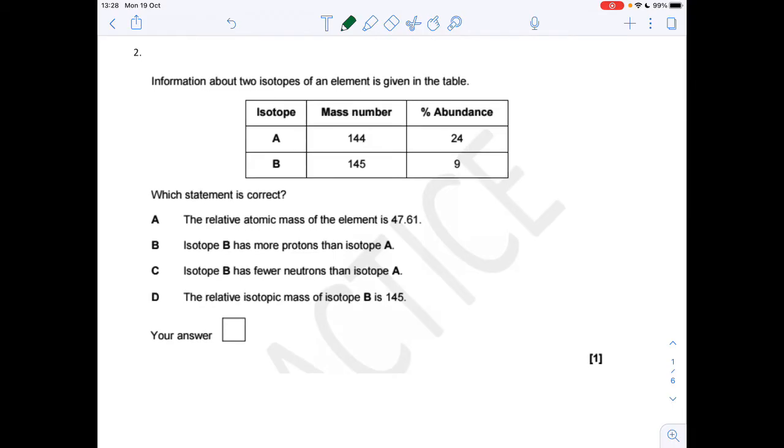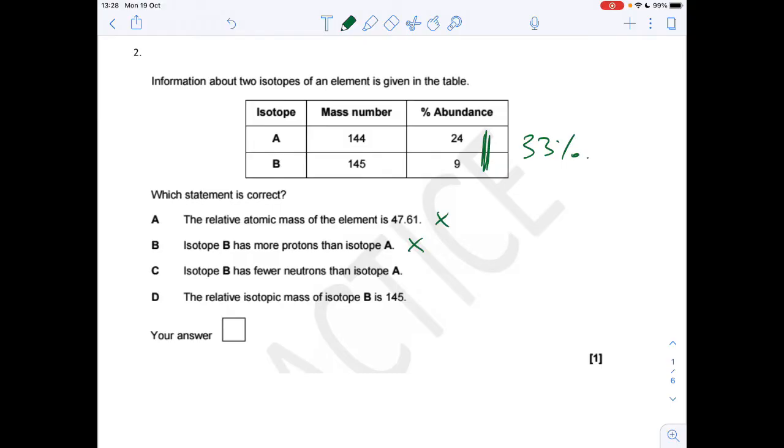Question 2, which statement is correct from this information about the two isotopes? So can we say that the relative atomic mass of the element is 47.61 from this information? No, you can't, because we've only got information about 33% of the isotopes. You need all 100% of the isotope information to get that.